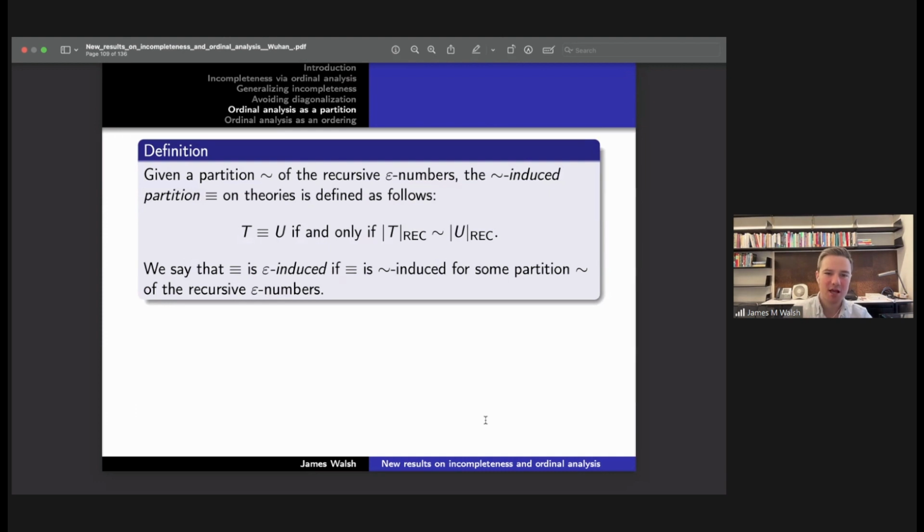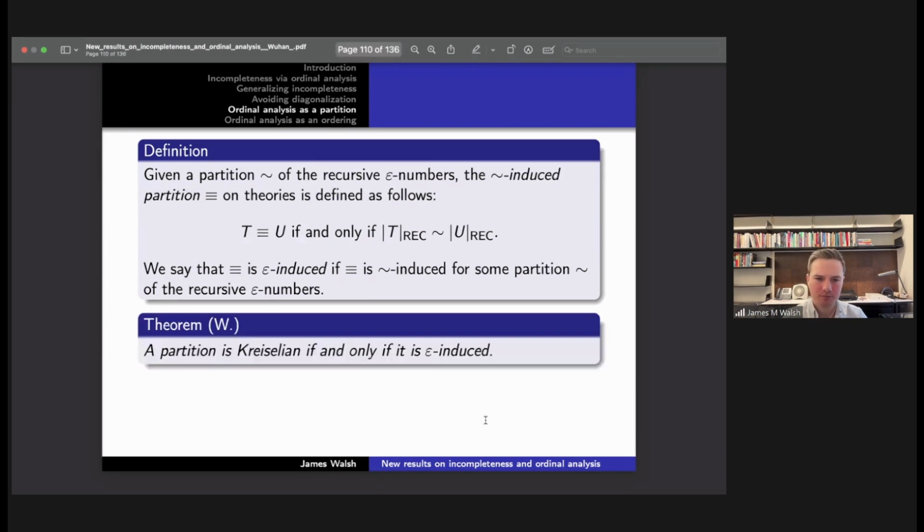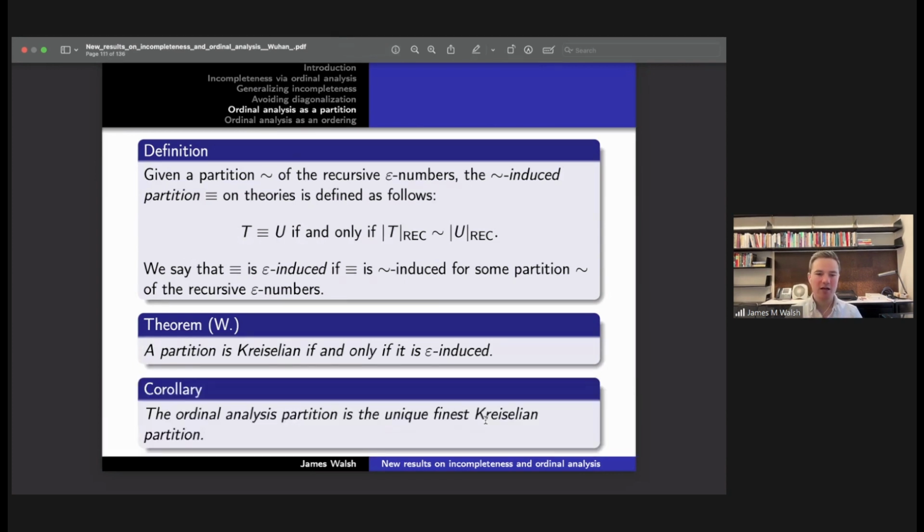We'll say that an equivalence relation is epsilon induced if it is tilde induced for some partition of the recursive epsilon numbers. So an equivalence relation on theories is epsilon induced if it was induced by some partition of the recursive epsilon numbers. In fact, you can show that a partition on theories is Kreiselian if and only if it is epsilon induced. And this means that the ordinal analysis partition is in fact the unique finest Kreiselian equivalence relation.